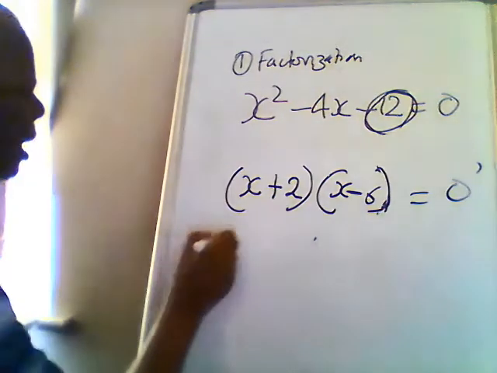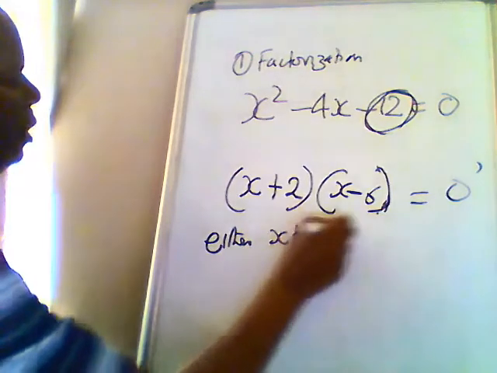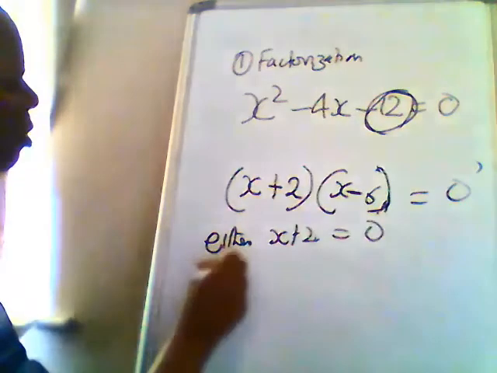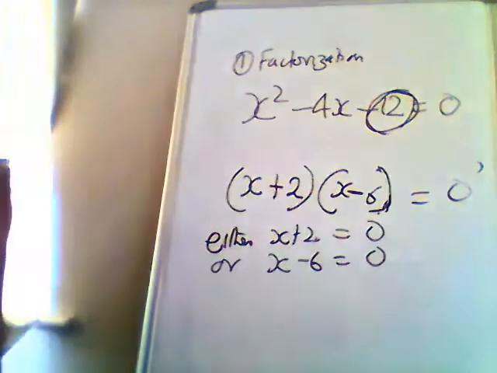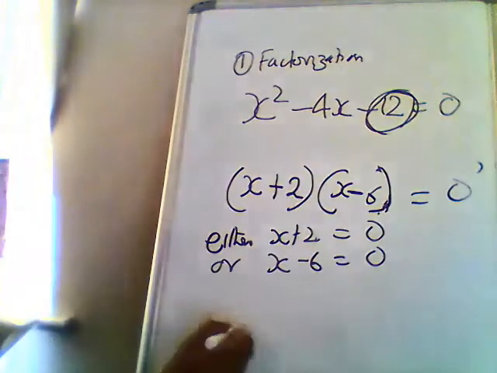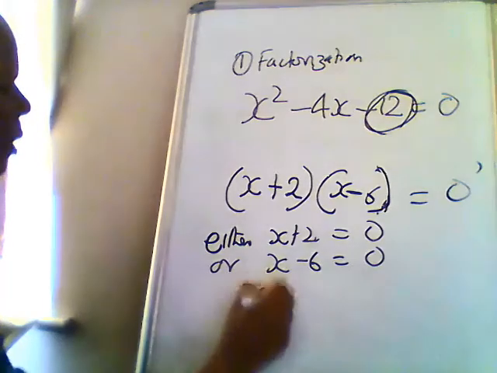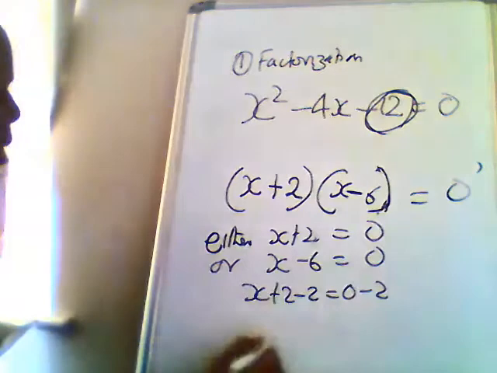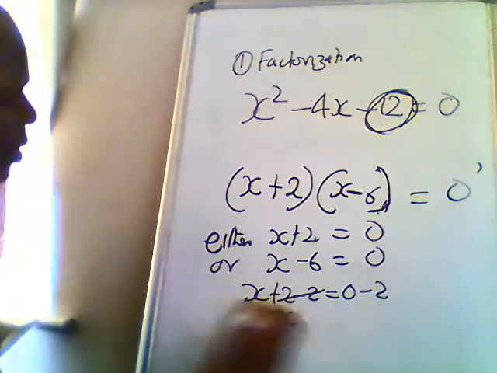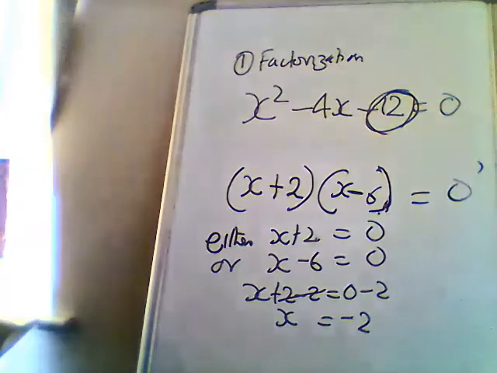So what I know is either x plus 2 equals 0 or x minus 6 equals 0. If we take the first one, I need to subtract 2 from both sides. So x plus 2 minus 2 equals 0 minus 2. This cancels, so I have x on this side, and on that side I'm going to have minus 2. So my first answer is x equals minus 2.